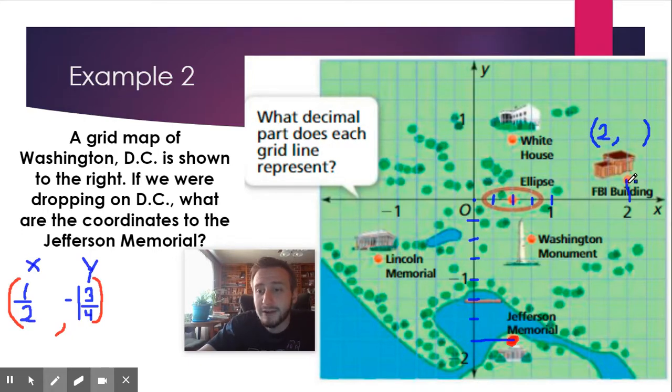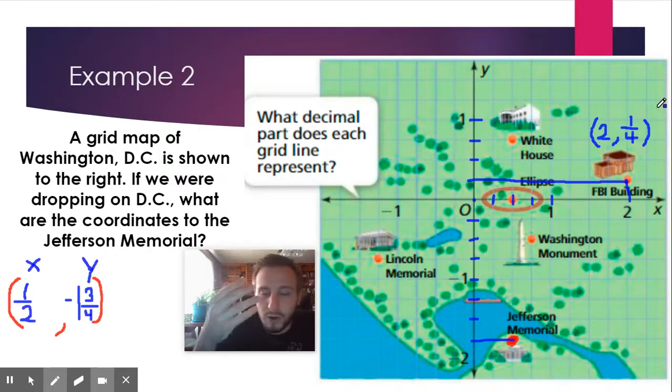And then to find the y value, we need to figure out how far up it goes on our coordinate plane. Well, it goes right about here. And the same thing we were saying before, if this is 1 right here, in between 0 and 1 is a bunch of fractions, but this grid line is broken up into fourths. So if this is 0, this would be 1/4, 2/4, which is a half, 3/4, and then 4/4, which is just 1. So the FBI building is a fourth of the way up on the y-axis. So its ordered pair would be 2 and 1/4.